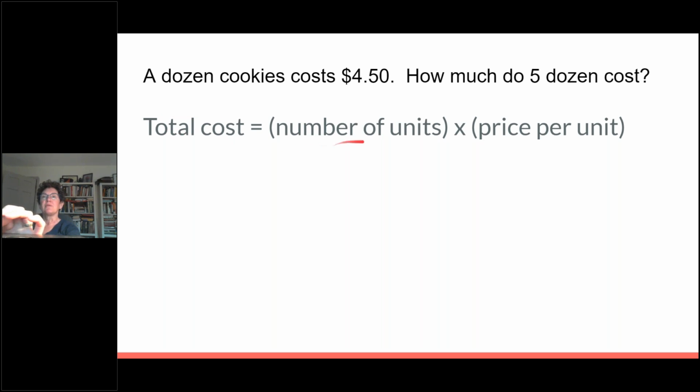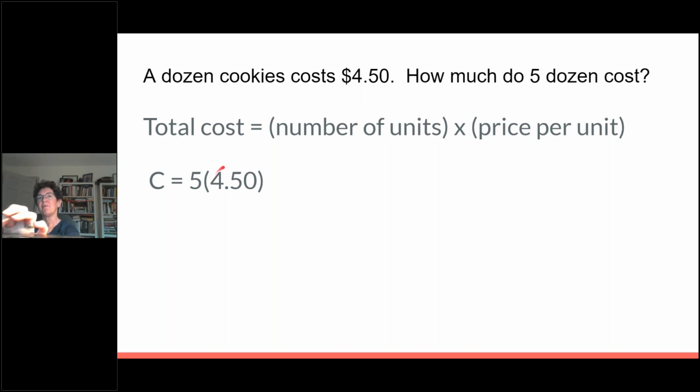Total cost equals number of units times price per unit. How much do 5 dozen cost? So that's a total. This will be our variable. We don't know what the total cost is. So then we substitute in 5 dozen. That's the number of units that we have. 5 times $4.50.